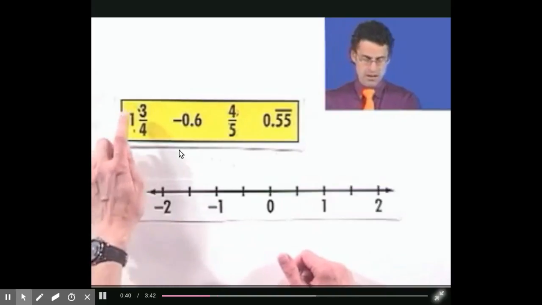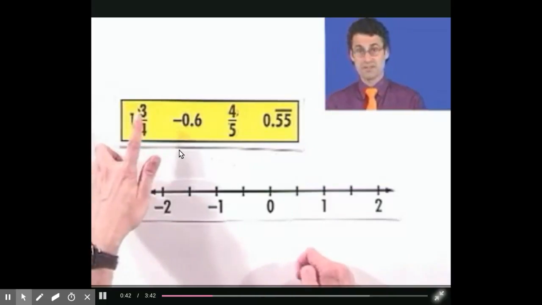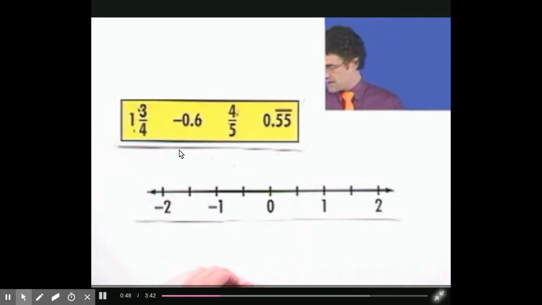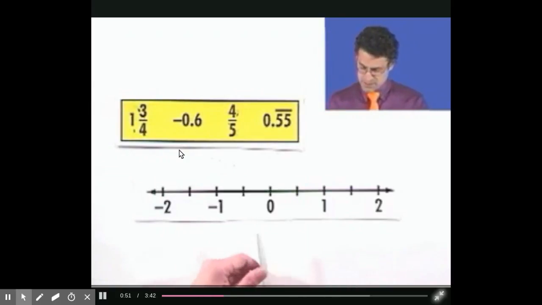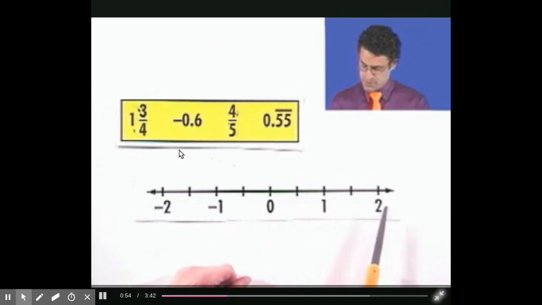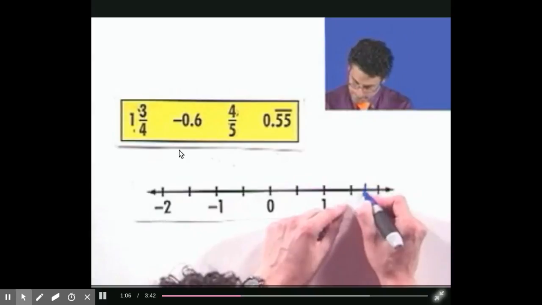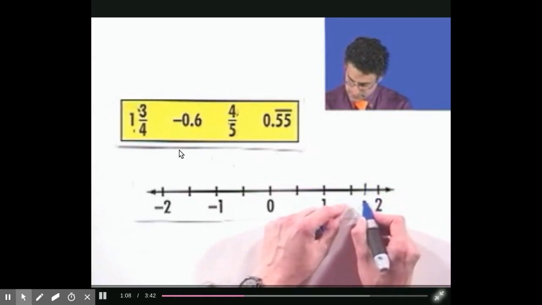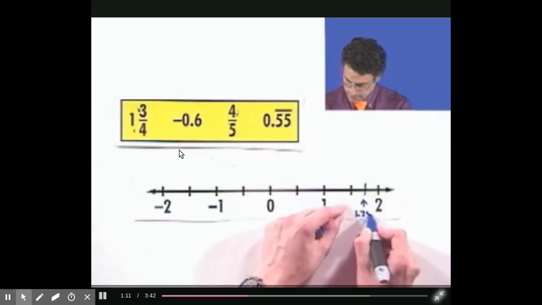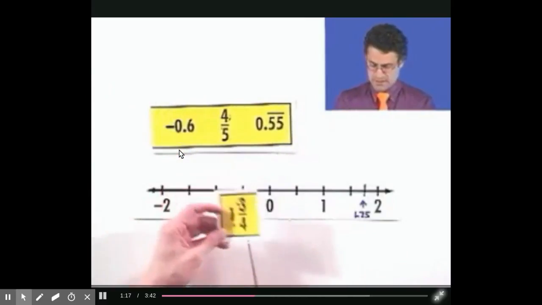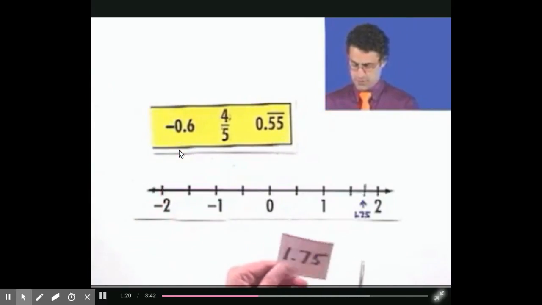What is 1 and 3/4? Well, 3/4 is 0.75. So 1 and 3/4 is 1.75. So 1.75 is located where on the number line? Well, here's 0, here's 1, here's 2. This is 1.5. 1.75 is halfway between 1.5 and 2, so it's located right here. So I'll put it right in the spot. And I'm going to convert this 1 and 3/4 to 1.75.